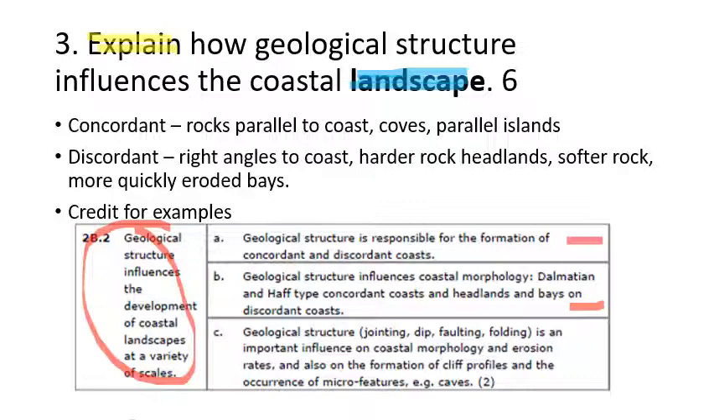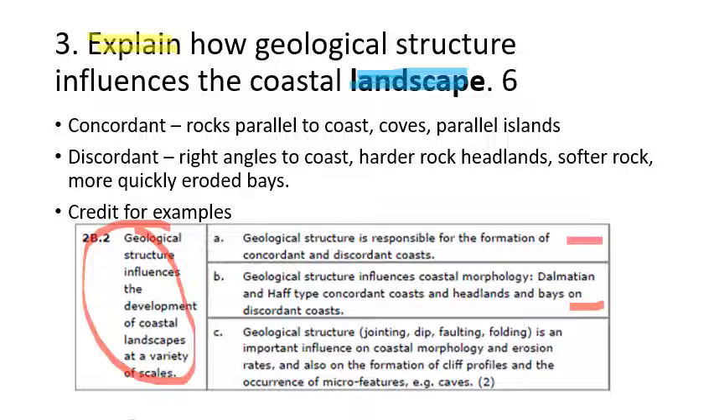When talking about discordant, it's about the differential erosion rates, but it's also very good to make sure that you're giving examples of those as part of your explanation. And as we discussed, there's not just one type of concordant. You have the concordant coastline along the Dorset coast around Lulworth, but you also have Dalmatian coastlines in Croatia, and you also have the Haff coastlines in Northern Europe and similar coastlines off the east coast of USA.